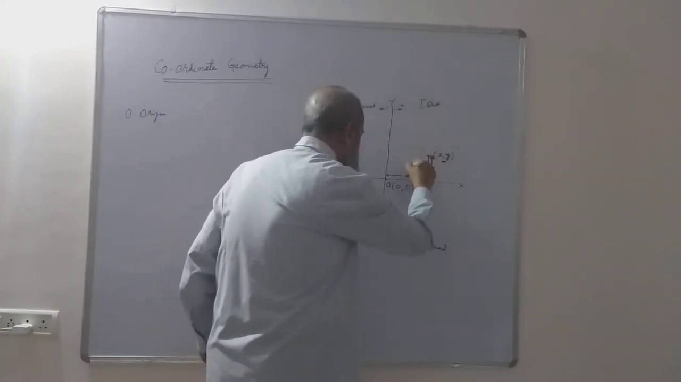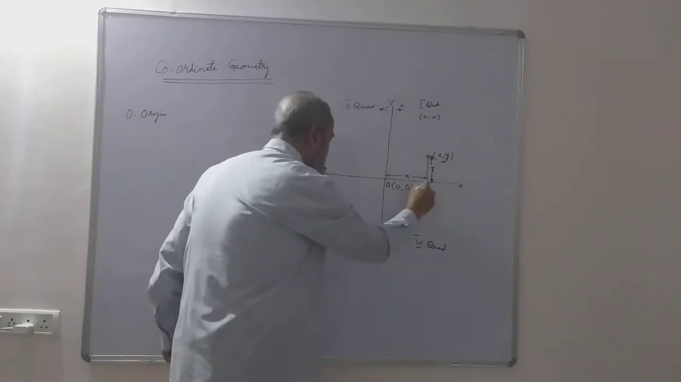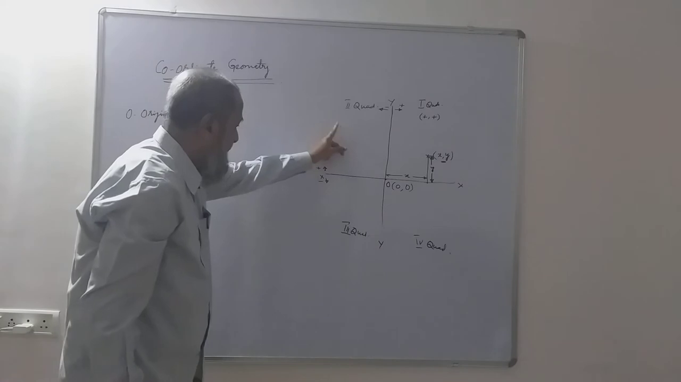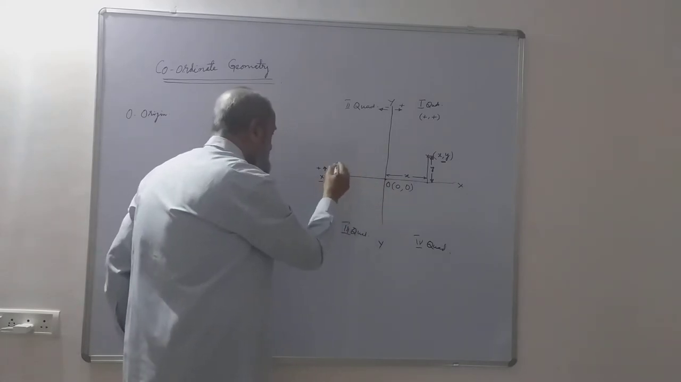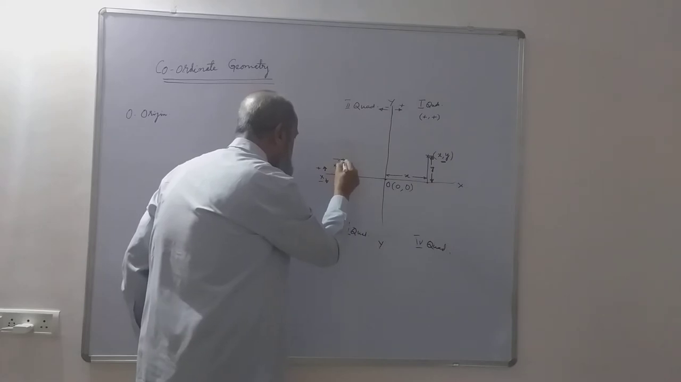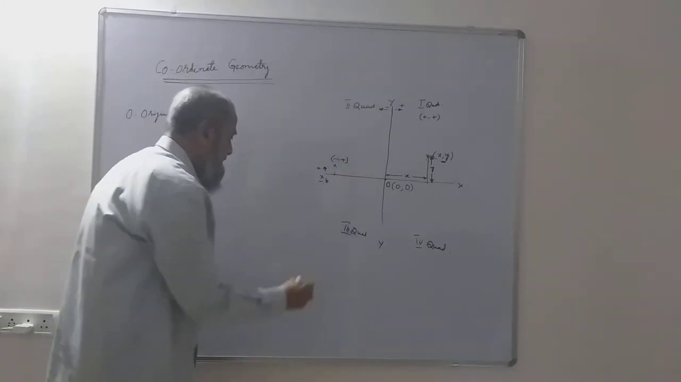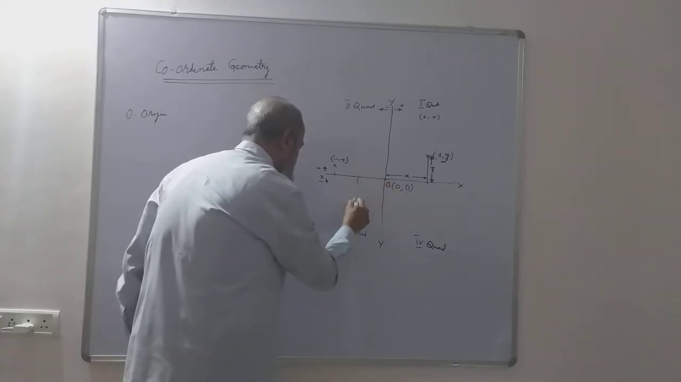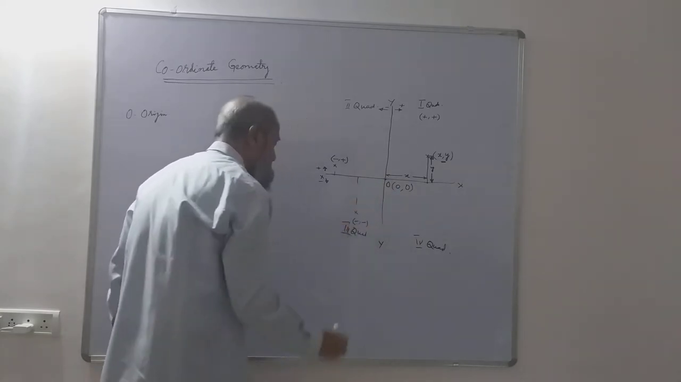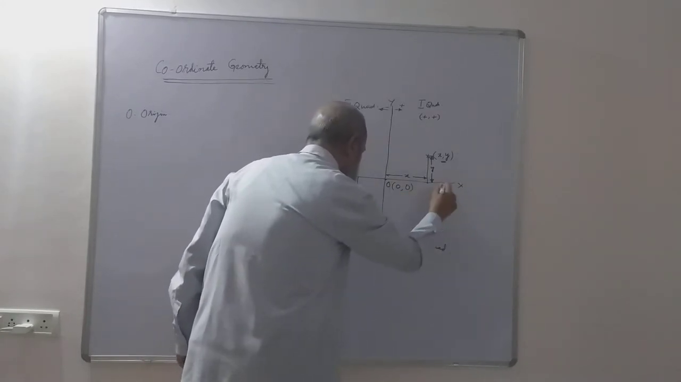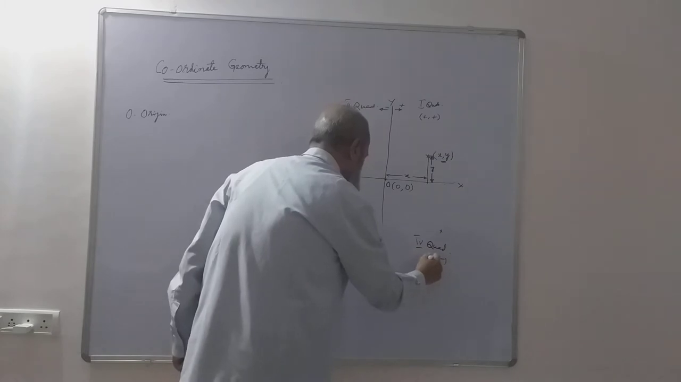Now, if a point is in the first quadrant, both x and y coordinates are positive, because we have to move to the right and up. If it is in the second quadrant, then we are moving to the left of the y-axis, so the x coordinate will be negative and the y coordinate will be positive, because I am moving upwards. If it is in the third quadrant, I have to travel left and then down, so both x and y coordinates will be negative. If it is in the fourth quadrant, I have to travel to the right, then down. So x is positive and y is negative.